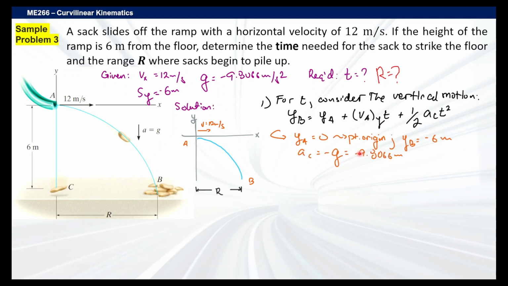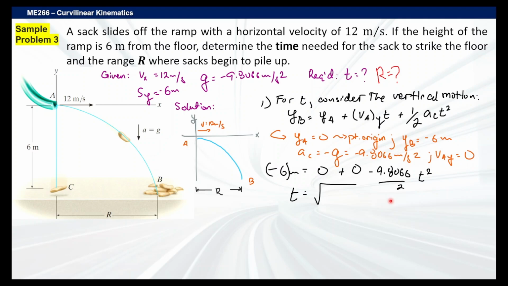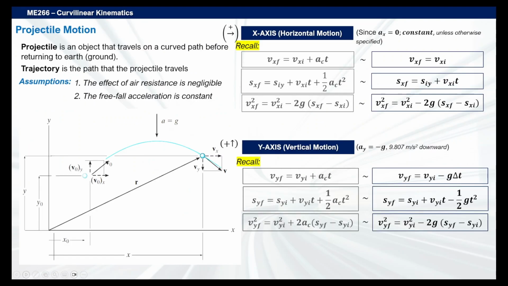So our new equation would be something like this. There we go. So we just isolate t to get the total time TAB, basically, and we get something like this. So negative 6 times 2, and then divided by negative 9.806. Notice that I don't particularly like to use the standard formula like this. I still prefer using this one.